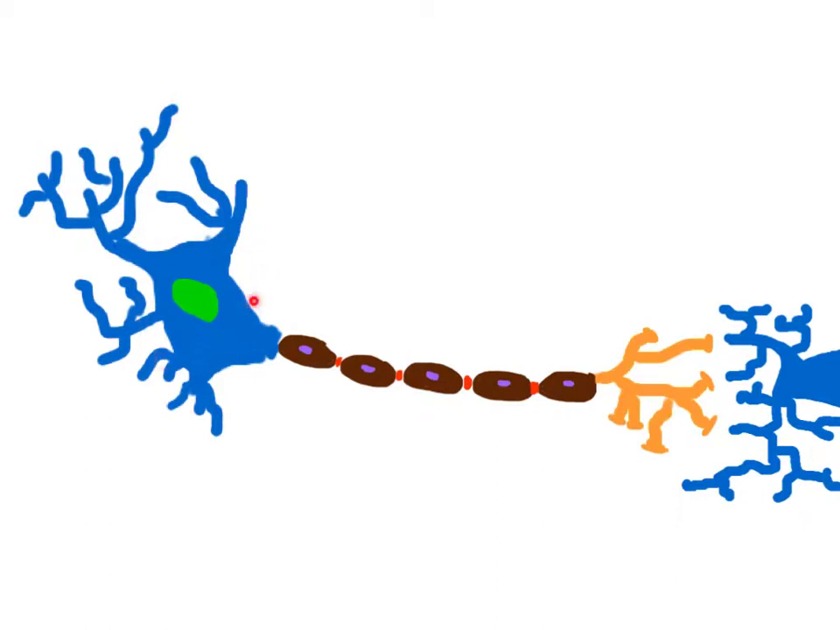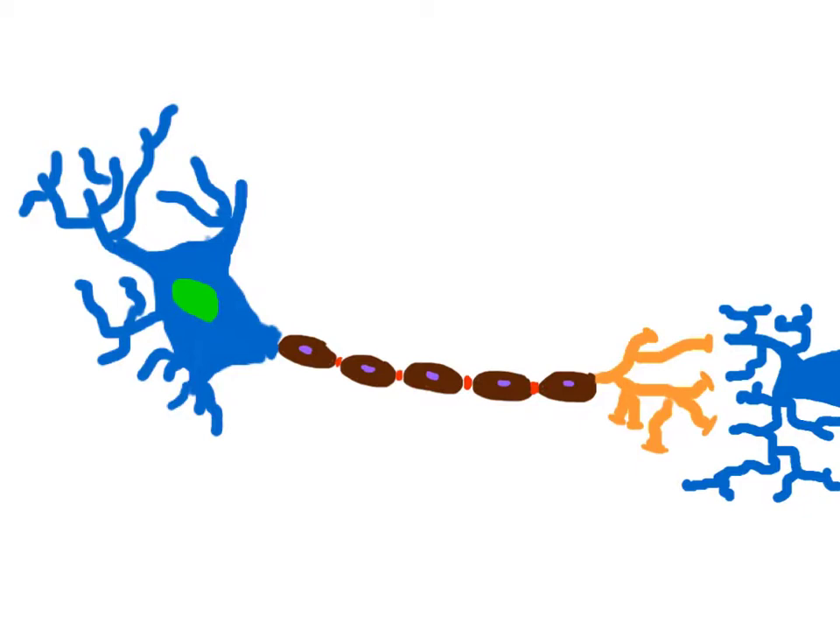Here we have the cell body, which houses the nucleus and it keeps the cell alive. This green thing right here, that's the nucleus, which contains the genetic material of the cell, and it is more or less the brain of the cell.